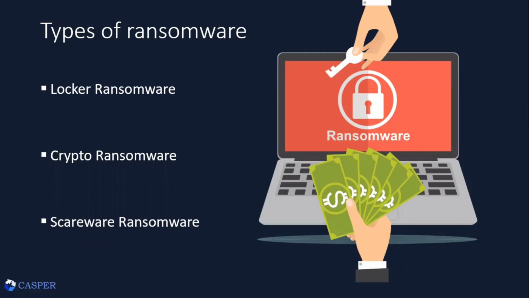So there are 3 major types of ransomware. There are other variants, but we have the local ransomware, the crypto ransomware, and the scareware ransomware. The way it works is that for the local ransomware, your device is locked and you have to pay to have access to your device.